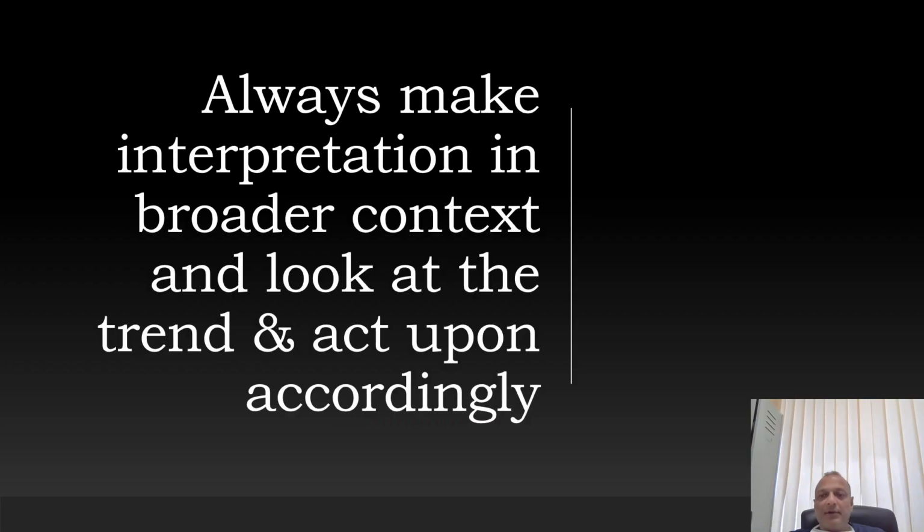Now I conclude my presentation. Always make interpretation in a broader context and look at the trend and act upon it accordingly.